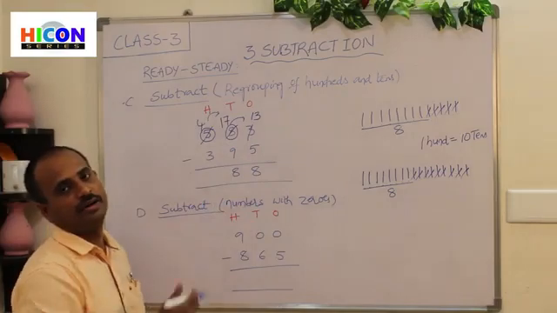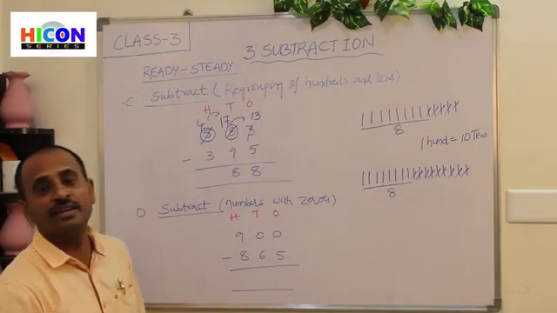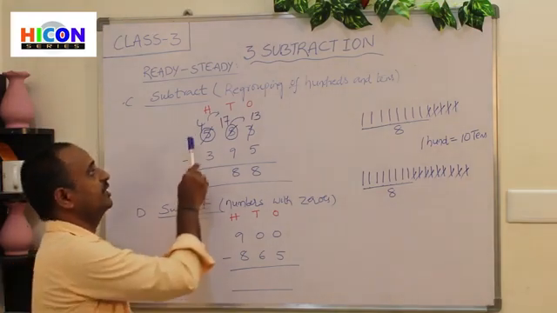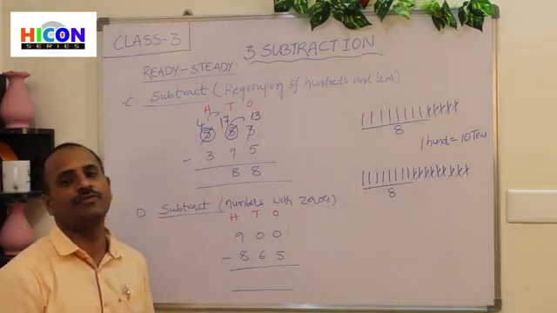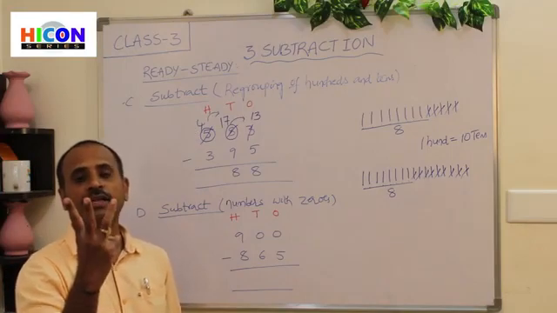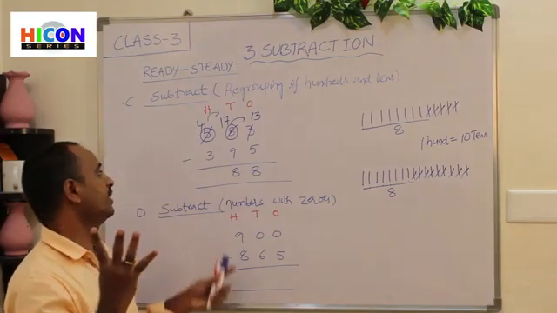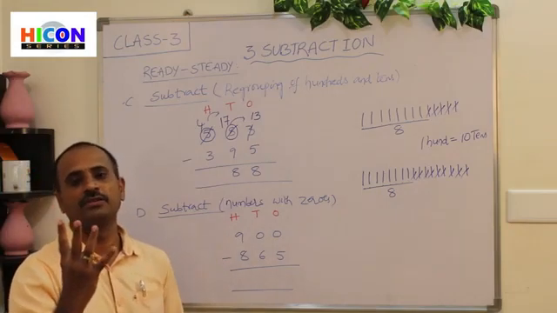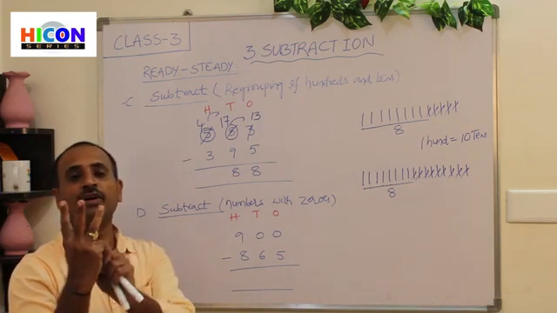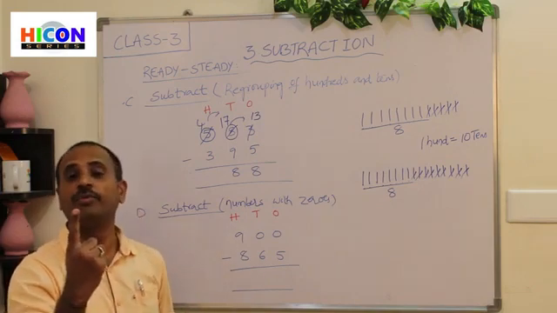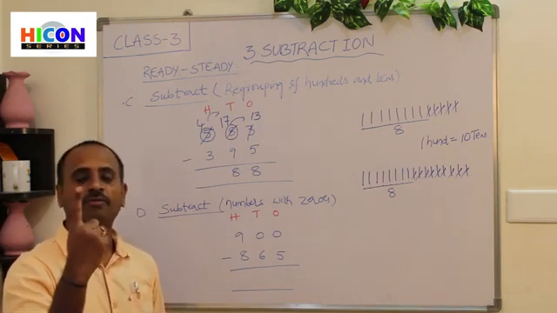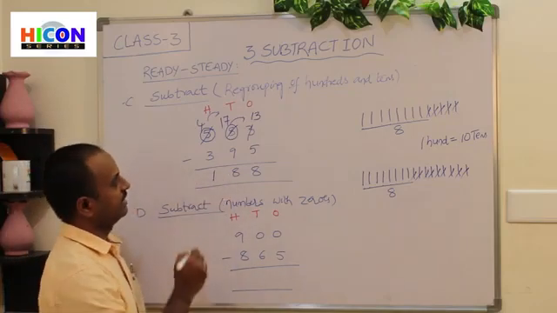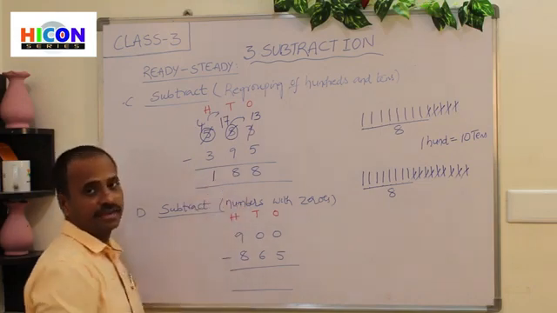Now go to hundreds place. What are the digits present under hundreds place? 4 and 3. So what is the first number? 4. So open 4 fingers of your hand. 1, 2, 3, 4. And what is the second number under hundreds place? 3. So close 3 fingers among these 4 fingers. Children, see, I am closing 3 fingers. 1, 2, 3. How many fingers are left there? 1 finger is left. So write 1 under hundreds place. So the answer is 188.